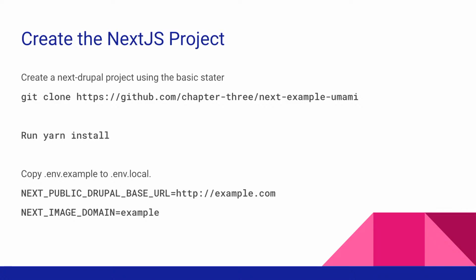Now we can create the Next.js project. We're going to use for this demo the chapter 3 Umami demo. They're doing a great job building the front end for Next.js and connecting to Drupal. So we clone the repo, we run yarn install, and then we add the base URL for Drupal and the image domain.